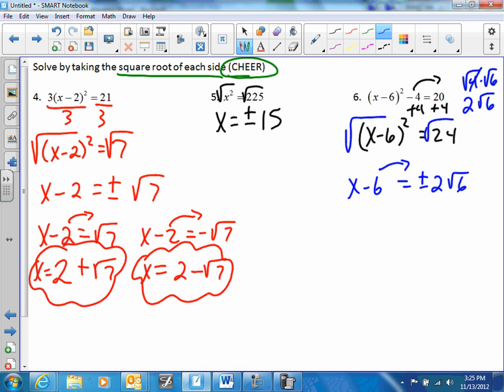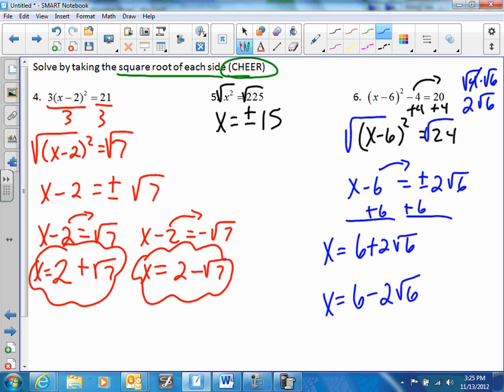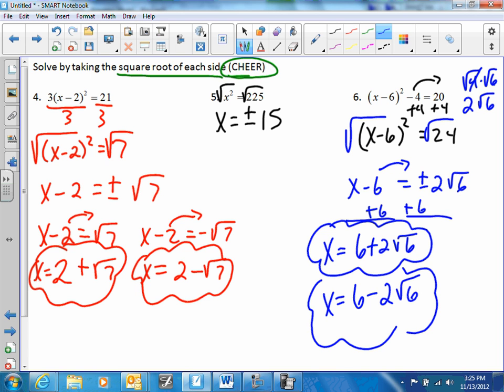That 6 gets added to the other side, and you end up getting x is equal to 6 plus 2 root 6, and x is equal to 6 minus 2 root 6. And again, those are my two roots. So you can just leave it like that.